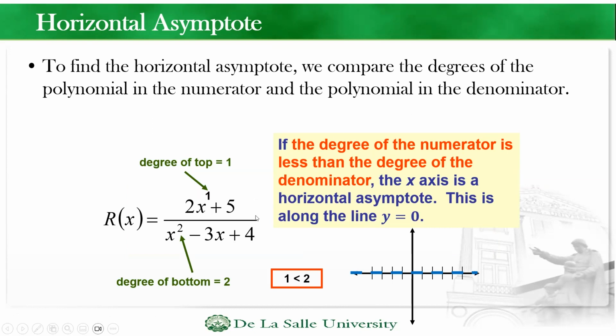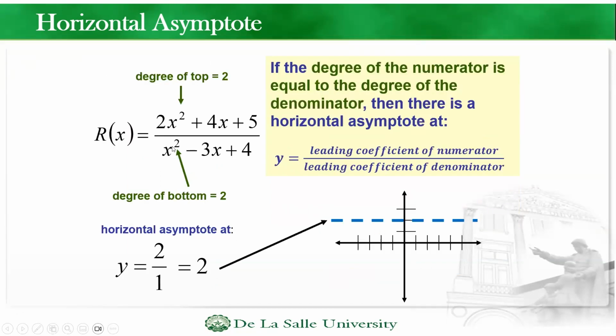2x plus 5 all over x squared minus 3x plus 4. Let's check which has a higher degree. Denominator. So how many x squared are there on top? 0x squared over 1x squared, 0. So ang horizontal asymptote mo ay 0. It says there. Next, they are equal in degree. What's the coefficient? 2. What's the coefficient? 1. 2 over 1 is 2. So ang horizontal asymptote mo ay 2. So the leading coefficient of the numerator over the leading coefficient of the denominator.